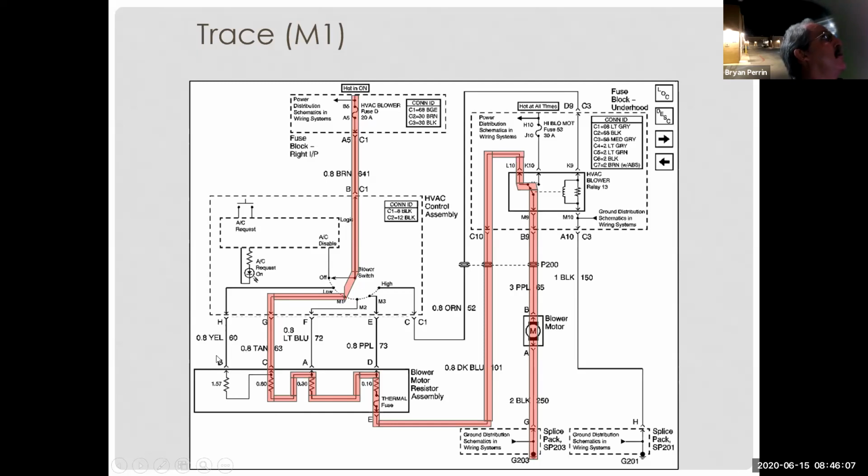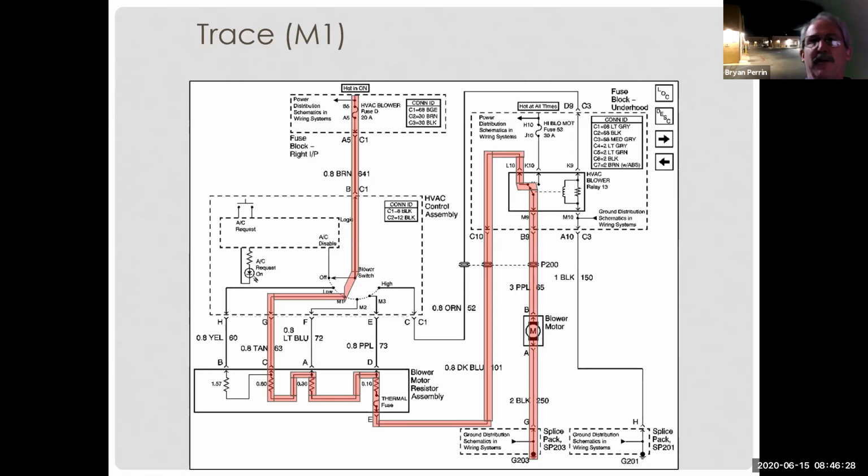So I could go here to low. Do I get any voltage? Oh man, I don't get any voltage there. It looks like a bad switch. I could then go to M1 and go, oh, wait a minute, I got voltage here. That means the resistor is good. So I could actually figure out I've either got a broken wire or a bad control assembly by not even testing it at the control assembly.